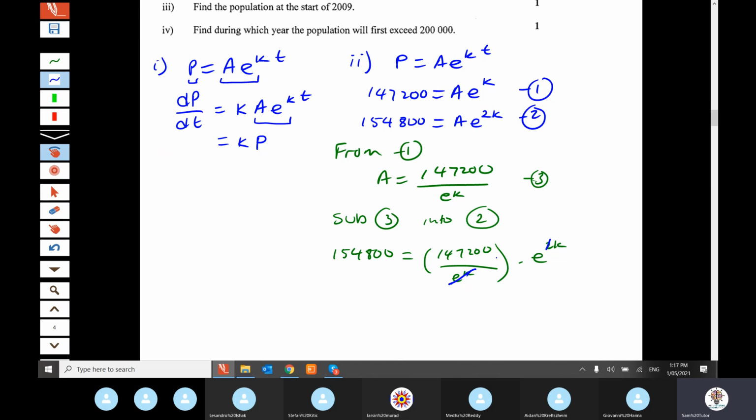Okay, what do you do with this number here? 147,200. What am I going to do? Remember, you're solving for k. What are you going to do with this number? Not minus, not add, divide. Divide because it's multiplied. Wait, take your time. I'm at 154,800 equals 147,200 times e^k, sorry. I would divide it over.